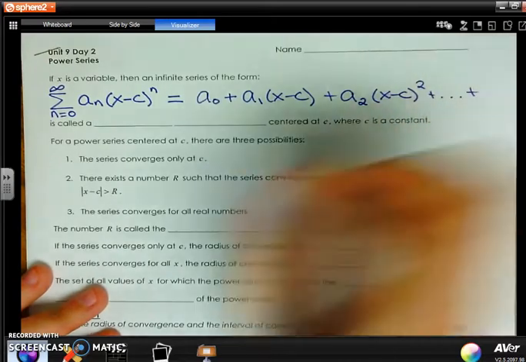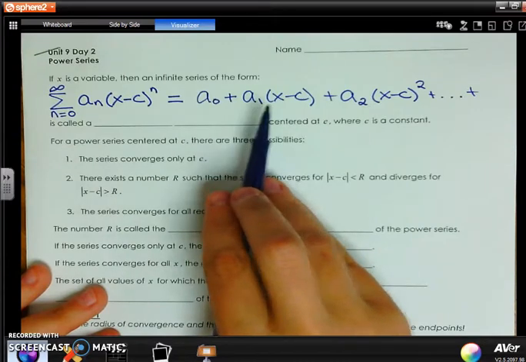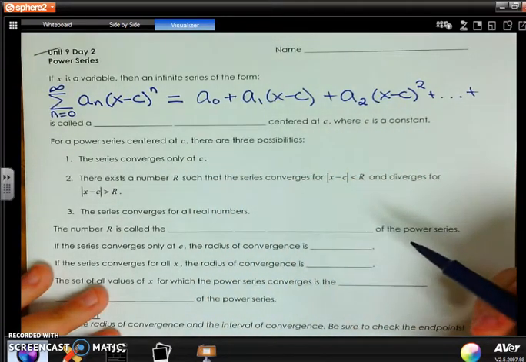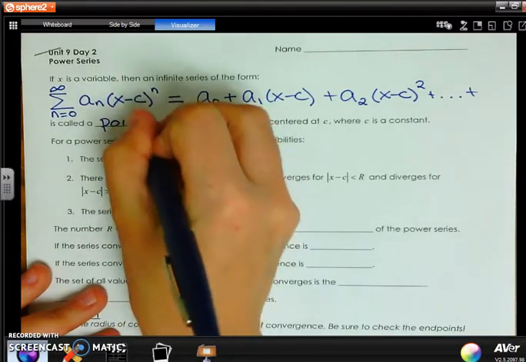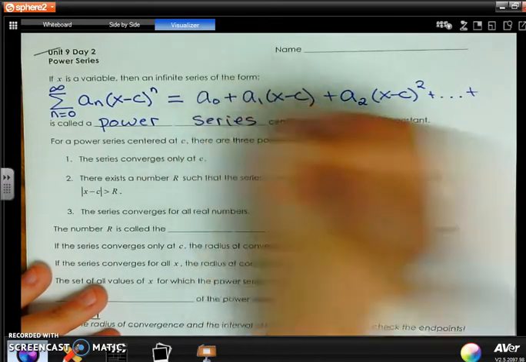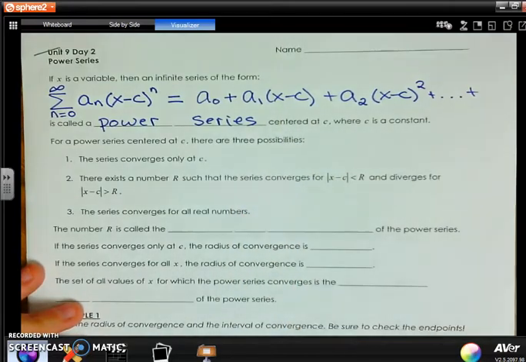And we saw this last class. So this was our constant term, then we had a linear term, and our squared term, and our cubic, and so on and so forth. So this is called a power series, where we're increasing the power by 1 each time. And it's centered at c. We talked about that last class. And remember, that c is just some number, like a 2, a 4, whatever.